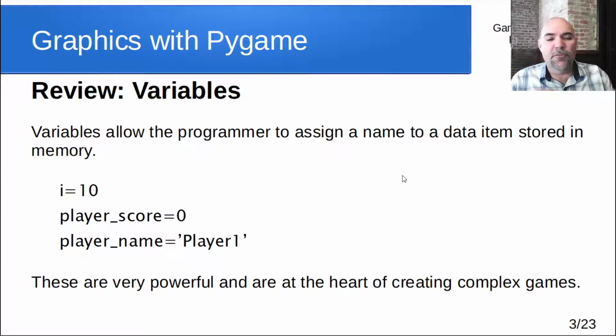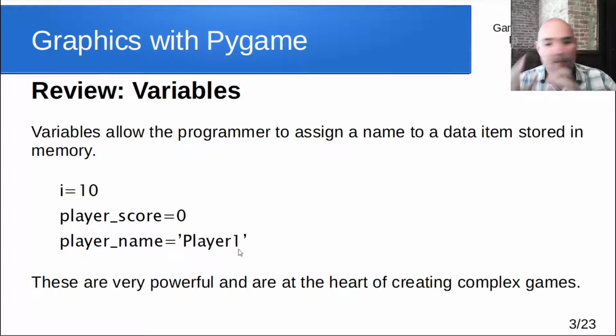All right, so quick review. Variables, if you remember, they allow the programmer to assign a name to some data object that's stored in memory, or some piece of data that's stored in memory. So examples of where we've seen that is like here, i = 10. That is taking the name i and assigning that name to the value 10. In other words, we're assigning the value 10 to be stored under the name i. We can also have longer names, player_score = 0, player_name = "player 1".